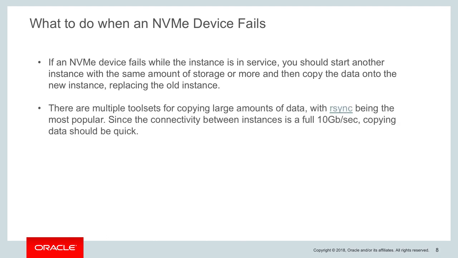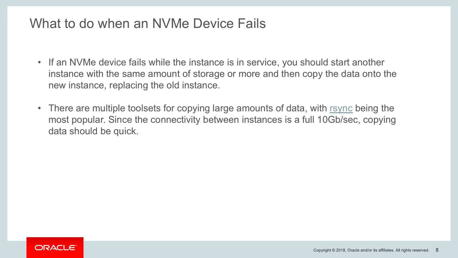There are multiple toolsets you can use. You can copy data using rsync. You can also attach a block volume to the instance and copy the data from the NVMe to the block volume, and then you can easily attach that block volume to another instance in case that one fails.